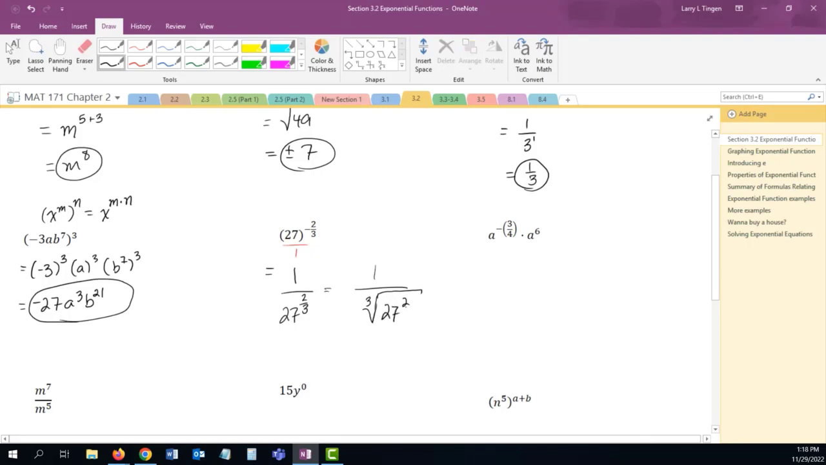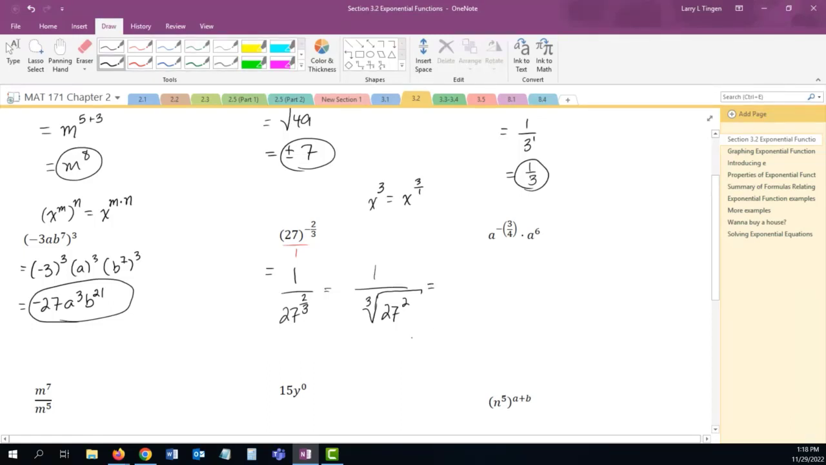27 squared. All right. If you're not sure about that, I want you to think about x to the 3rd. That's really x to the 3 over 1, right? So the 3 is just the power that you're raising the number or variable to. The denominator is the root. If you do that out, you should be able to do that. The cube root of 27 squared: square 27, and then take the 3rd root.